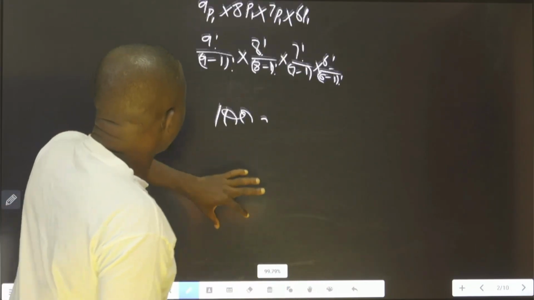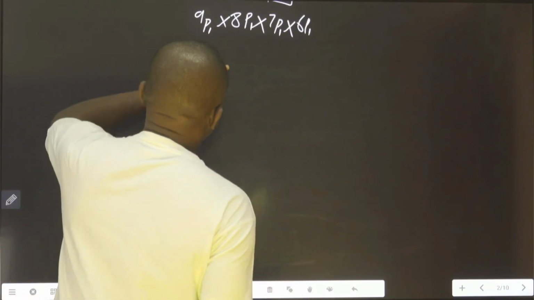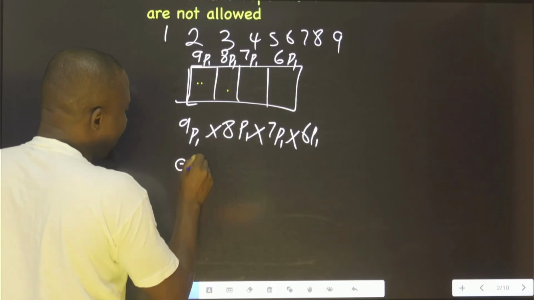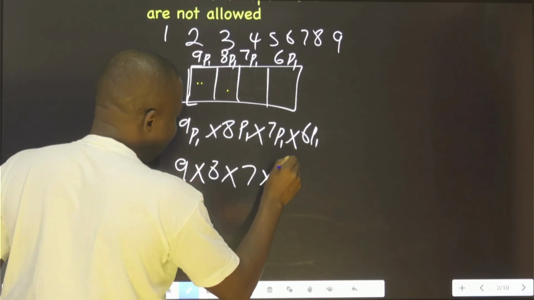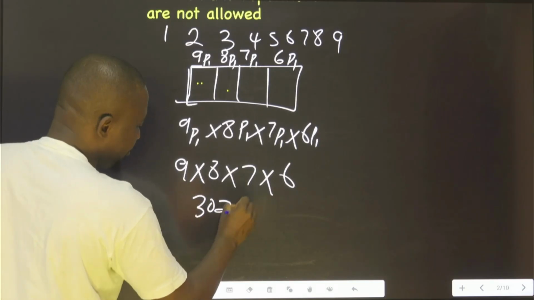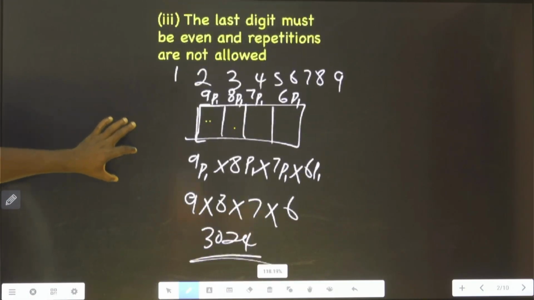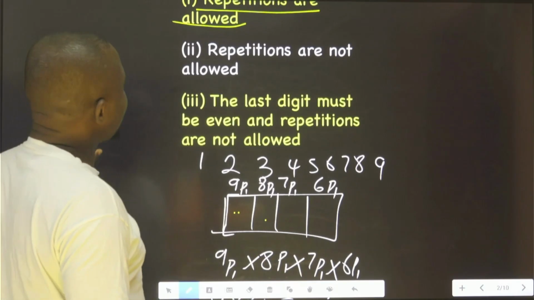Simply do, for this kind of question, 9 multiplied by 8 multiplied by 7 multiplied by 6, which is 3024. Okay? So that is that. Repetitions are what? Not allowed.